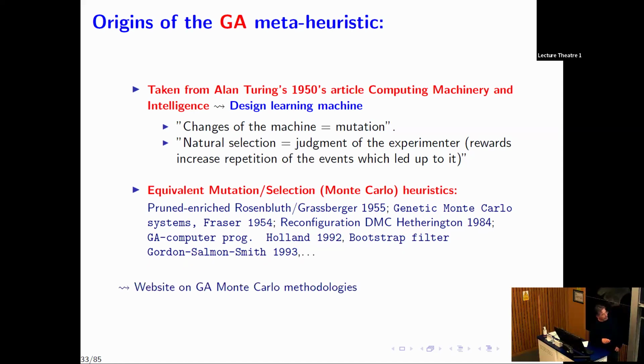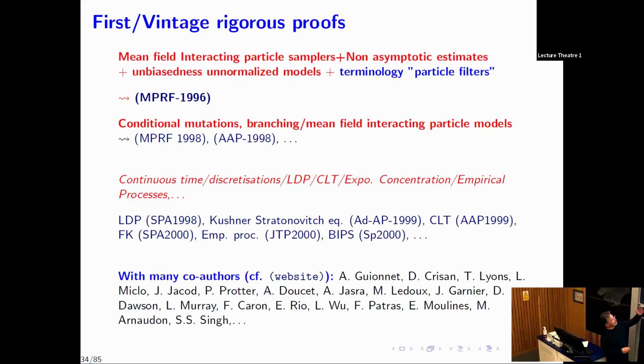Okay. So I made a website on genetic algorithms and Monte Carlo methodology to prepare my promotions. That's what to look at. Anyway, I will not discuss all of this. Of course, I did a lot of work on that, mainly with a lot of people, in the beginning with Alice, Dan, Terry, Laurent, Miclo, Jacod, and so on. So we analyzed this type of models a lot. Sometimes with very bad exponential-in-time constants, we tried to do something, and then we improved the constants.